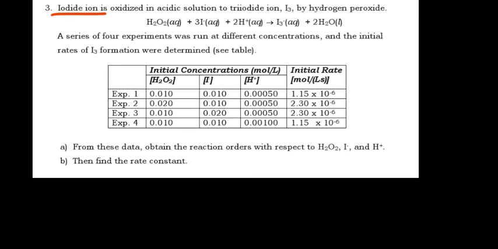by hydrogen peroxide. A series of 4 experiments was run at different concentrations, and the initial rates of I3 formation were determined. So from these data, obtain the reaction orders with respect to the three different reactants we are given. Okay.